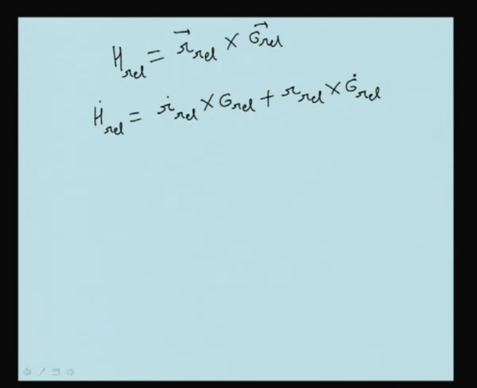Now r dot rel and g class rel are in the same direction, therefore this is 0, and this becomes r rel cross sigma f, which is equal to sigma m. Therefore we have this equation as well, that sigma m is equal to h dot rel. Thus, relative to that reference frame which is moving with a constant velocity, we have all the equations.